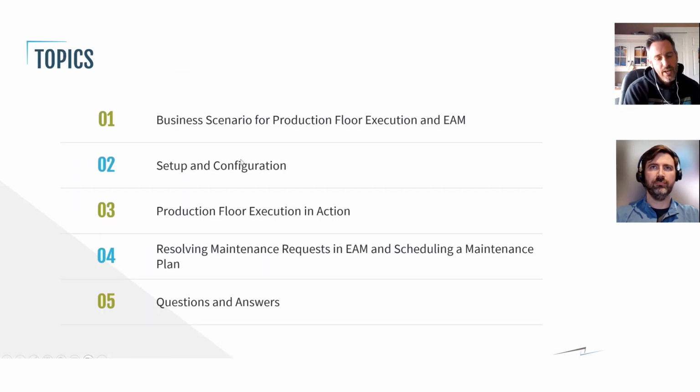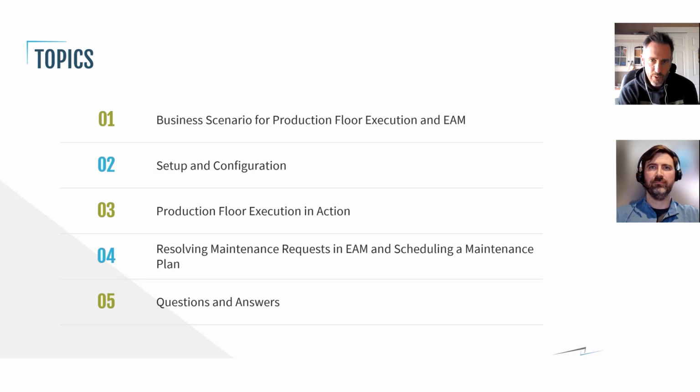Our business scenario today is we're going to be a small wire manufacturer in Fort Wayne, Indiana. It's where I live. We're going to have a production order, batch order that's going to go through two different operations. We're going to take the wire, and then we're going to draw it, and then we're going to take the wire and we're going to anneal it.